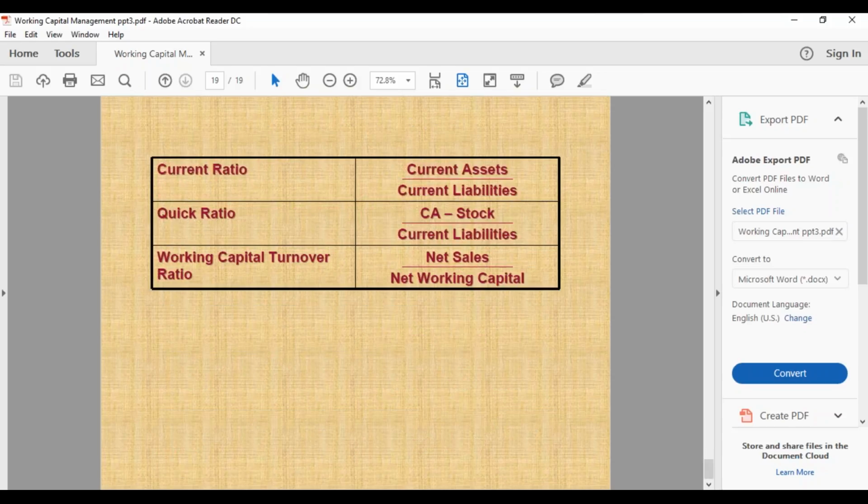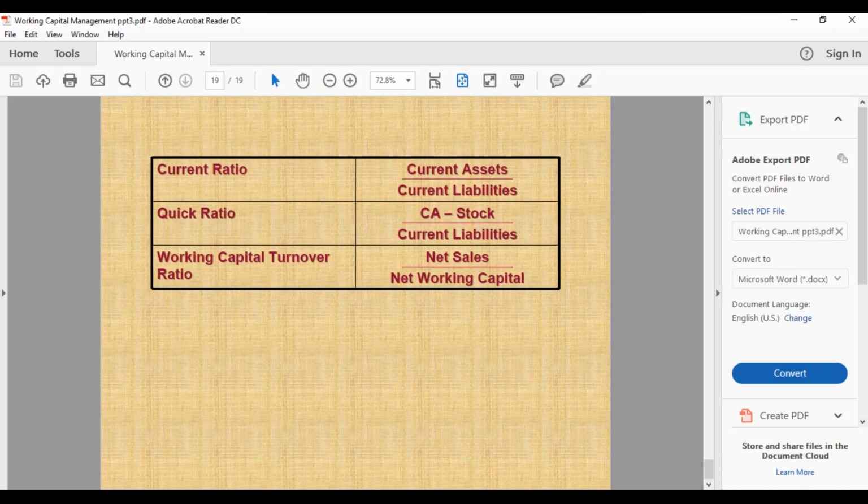Current ratio is the ratio of current assets divided by current liabilities. So Aditya, let me ask you a question. If a company has 5 million of assets, and if it has 2 million in liabilities, then what is the current ratio for the company?